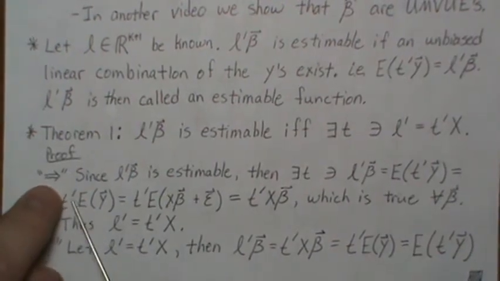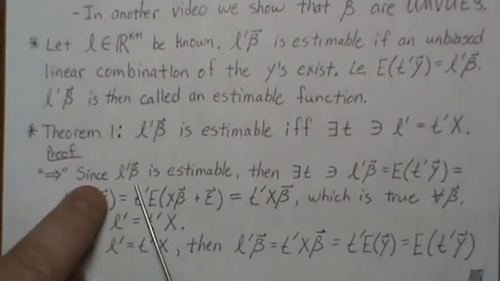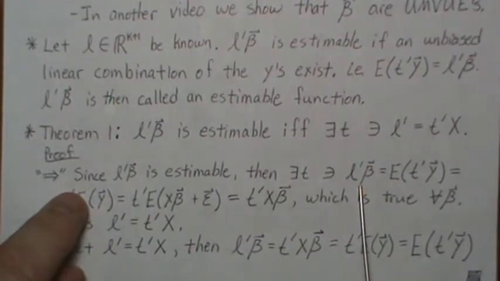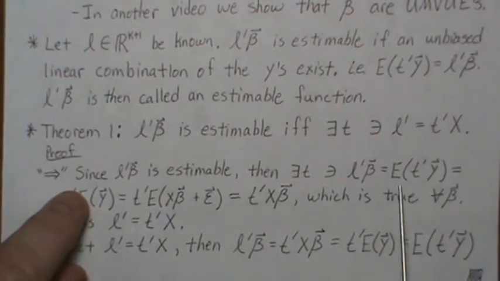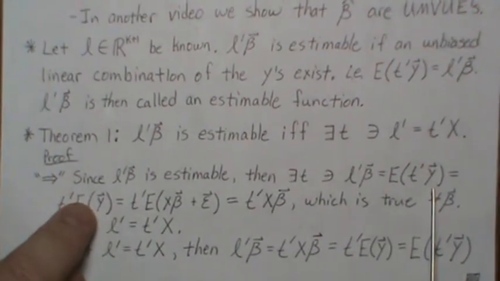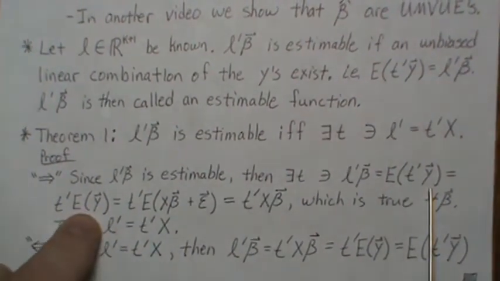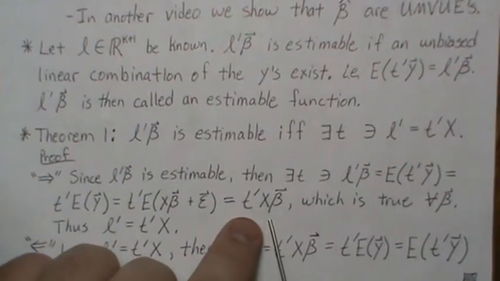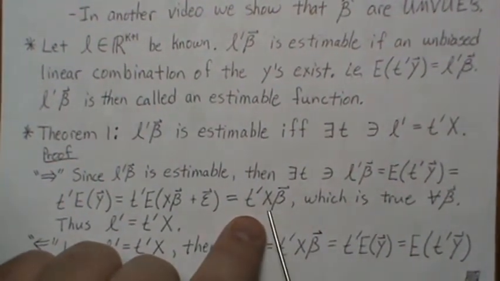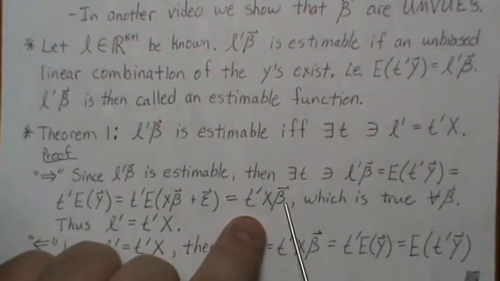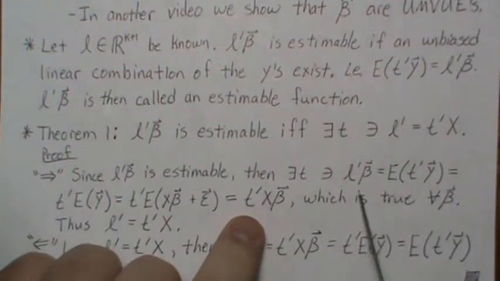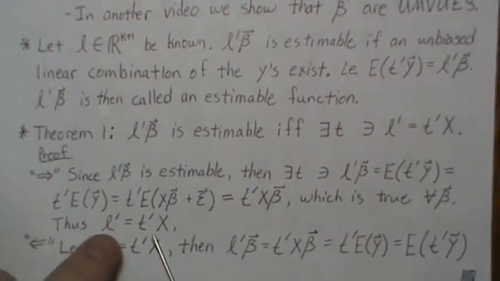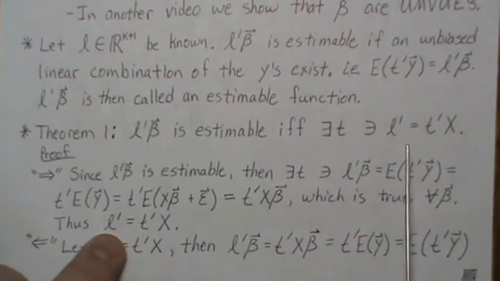For the necessary part, going to the right, we assume this is estimable, so there exists a t such that it's unbiased. The expected value of t prime y is this, and the expected value of y is X beta. Since this is true for all beta, it doesn't matter what beta is, that implies that L prime is equal to t prime X. So that shows this has to be true.